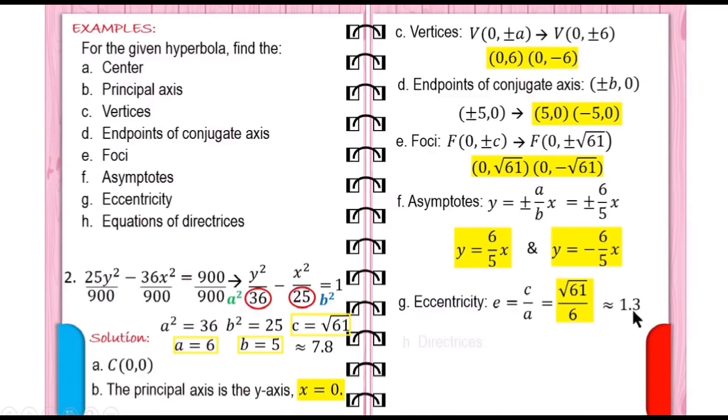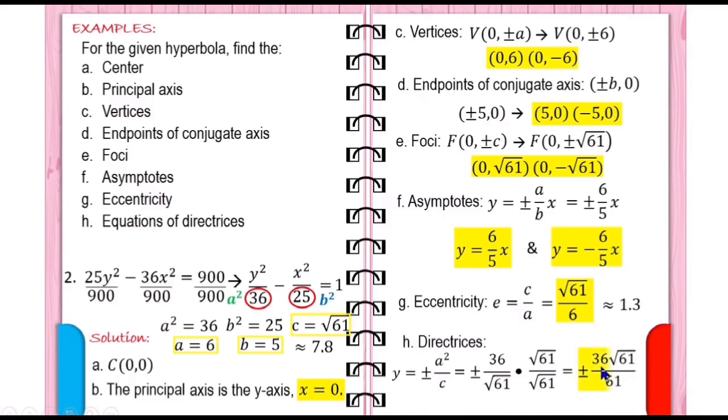While the equations of the directrices are y equals plus and minus a squared over c, or plus and minus 36 over square root of 61. Rationalize the denominator, so we multiply the numerator and denominator by square root of 61. 36 times square root of 61 is 36 square root of 61, and square root of 61 times square root of 61 is 61. We just cross out the radical sign and copy the radicand 61. This is approximately equal to 4.6.